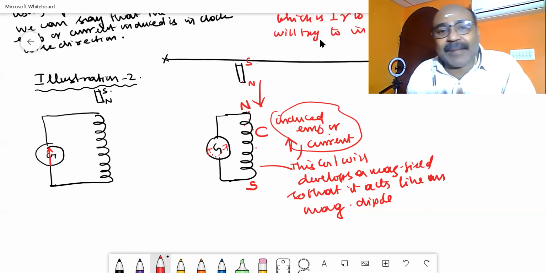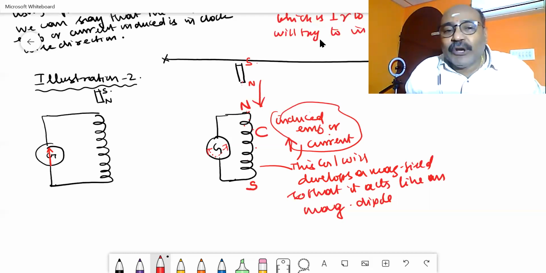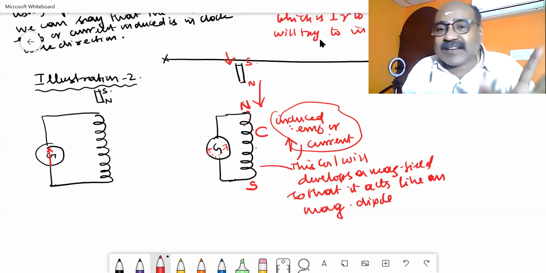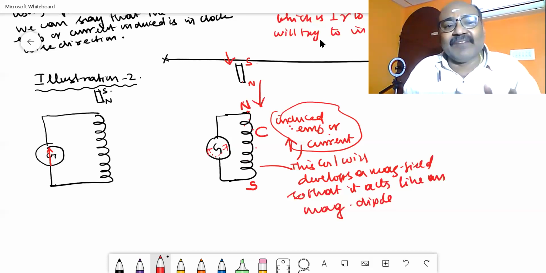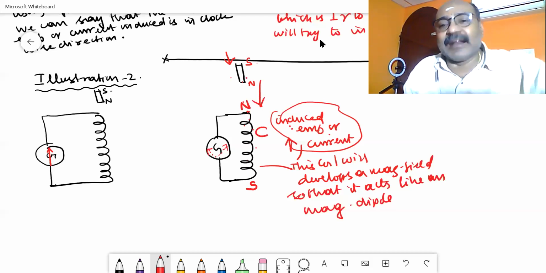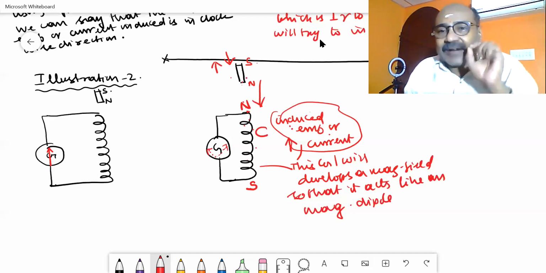So what will happen? This north pole, due to the induced EMF or the current, opposes this motion of the magnet. So if you want to move the magnet, we have to use an external force, or external work has to be done. Otherwise, what will the magnet do? Due to this north pole and this north pole, the magnet will get repelled. Clear?